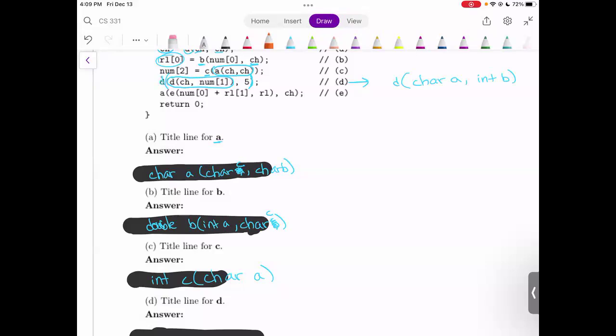I'll put it in orange actually. Whatever that small one returns will be put into the big one. So we know, and it's going to be as the first parameter, so we know it has to be a char. Because if this whole thing returns anything else than a char, that wouldn't be good because the first parameter of D has to be a char.